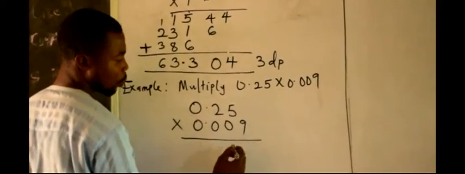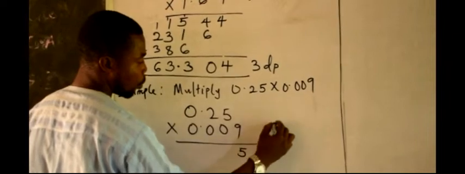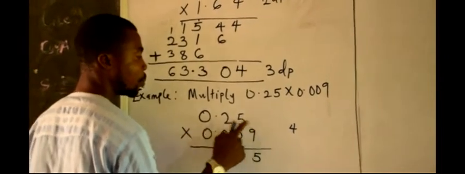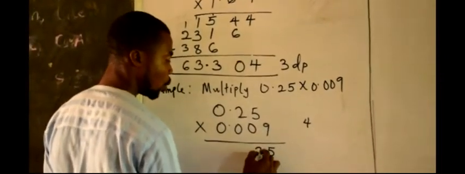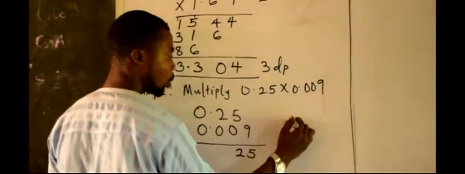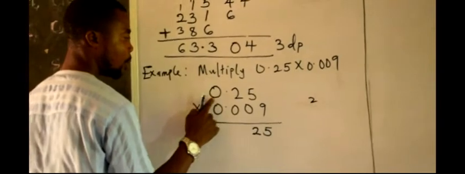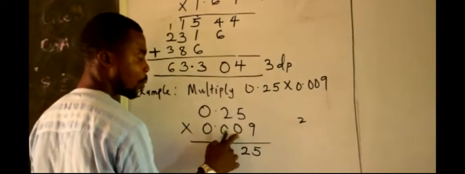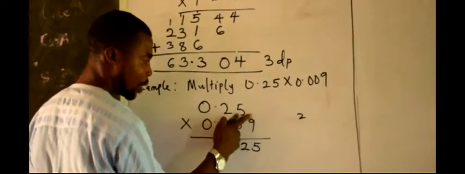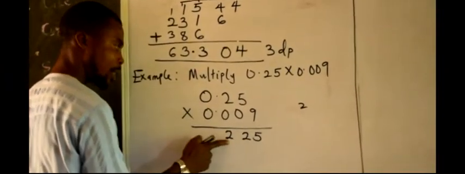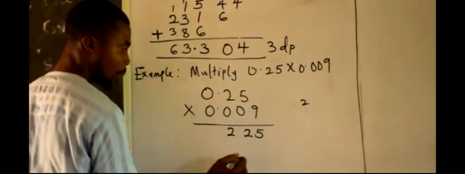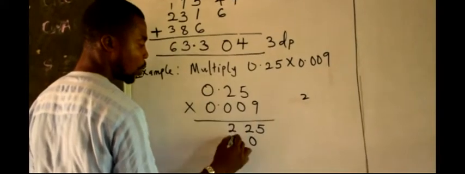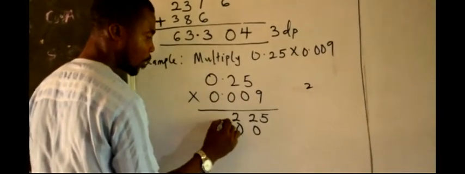9 times 5, we have 45. You keep 4. 9 times 2, that is 18. 18 plus 4, that is 22. You write 2, you keep the last 2. And 9 times 0 is 0 plus 2, that is 2. I have used 9 to multiply all through. That is my answer. 0, I want to use to multiply again. That is 0 times 5 is 0. 0 times 2 is 0. 0 times 0 is 0.